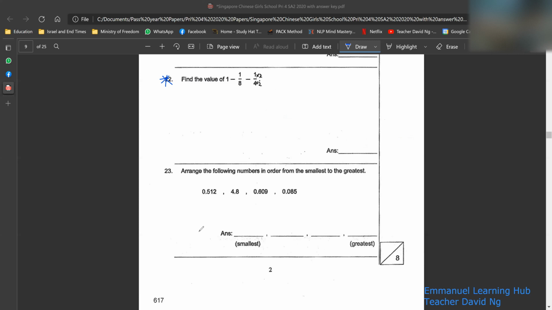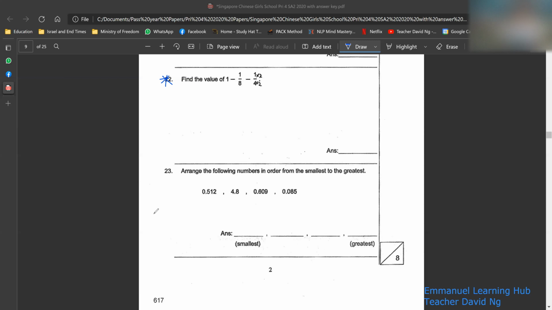23, do you get it right? 23, you read out your answer. Smallest would be? 0.085. Followed by? 0.512, correct. Followed by? 0.609. Yeah, after 0.609, the next one will be? Greatest will be? 4.8. Yes. So 23, you got it right this time.